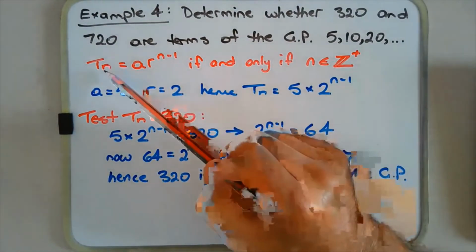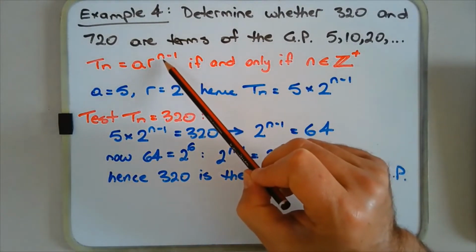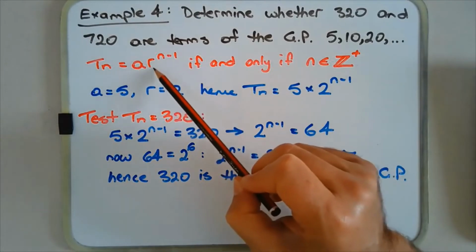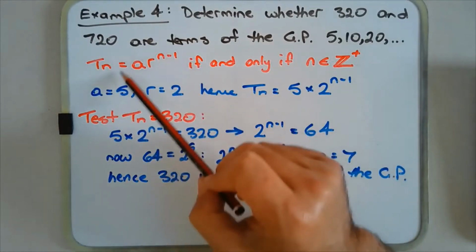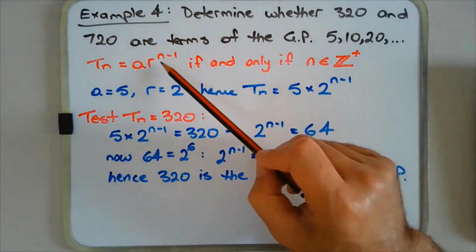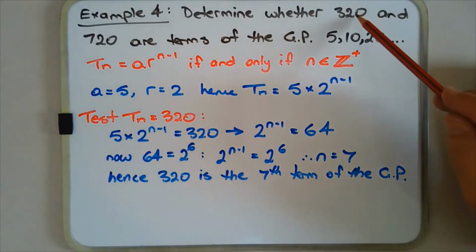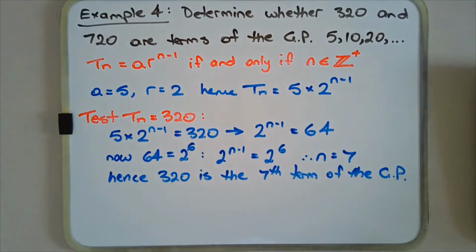Now, if Tn is a part of that sequence, then there will be a positive integer value of n such that AR to the power of n minus 1 will give us that Tn. So we're using this formula in reverse and just solving for n each time. And what we're looking for here is a value of n that is a positive integer that corresponds to the position of the particular value in that sequence. So it doesn't make sense to have a decimal value for n, since position or rank is a whole number.